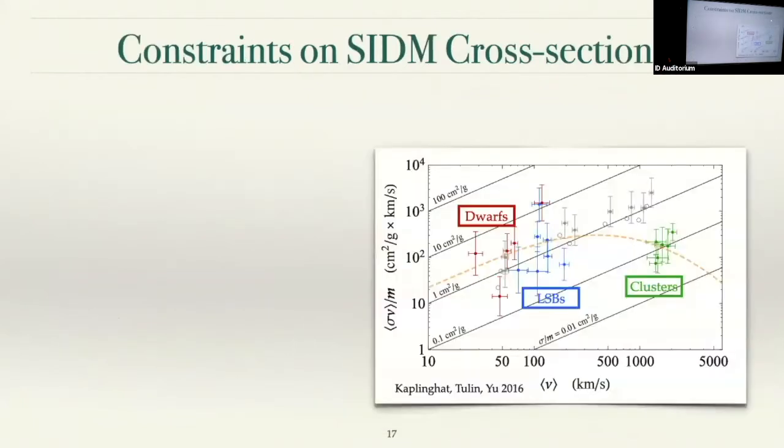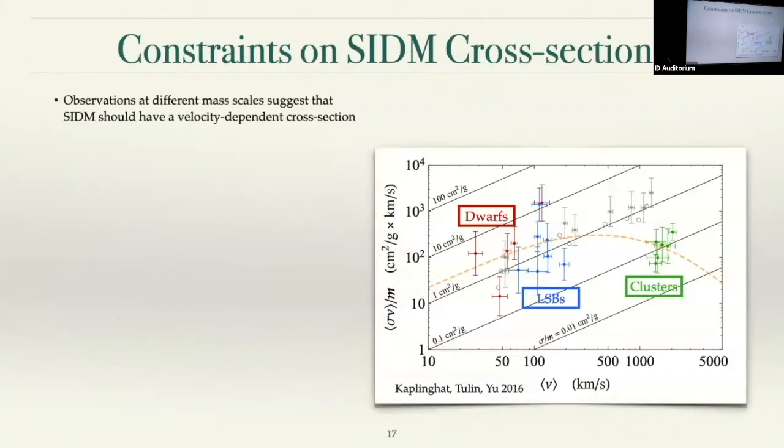Okay, so what are we doing in the N-body shop to try to think about this problem? Well, I'm going to just quickly talk about constraints on SIDM so that we can have a more well-motivated cross-section going forward rather than just a constant cross-section. And so in particular, observations at different mass scales suggest that the SIDM cross-section should be velocity dependent. And so here on the right-hand side, I'm showing the cross-section weighted by mass, and then by the average velocity.